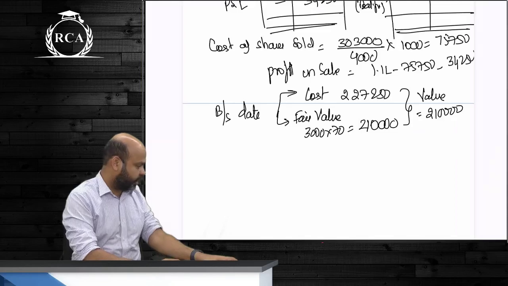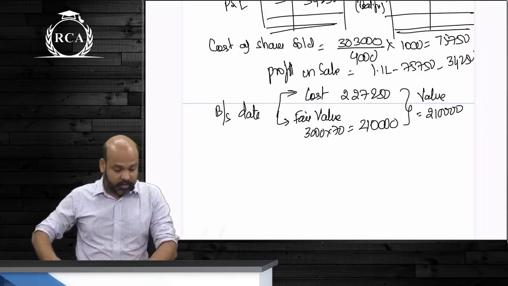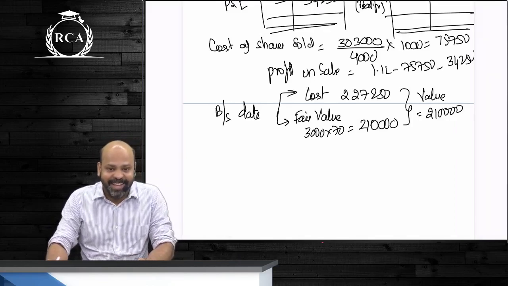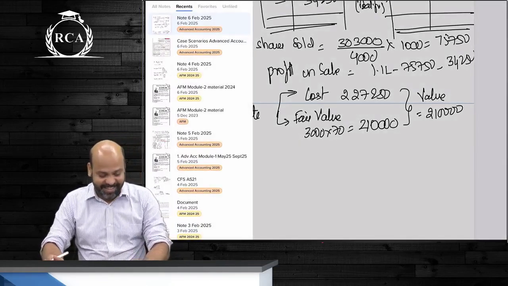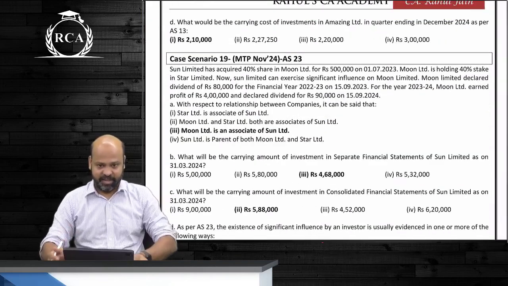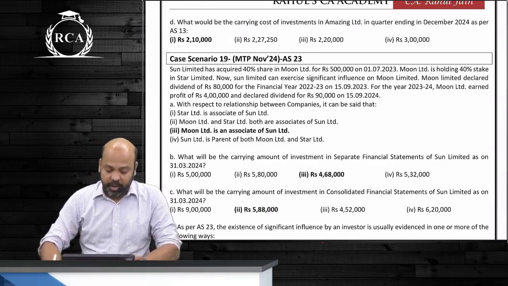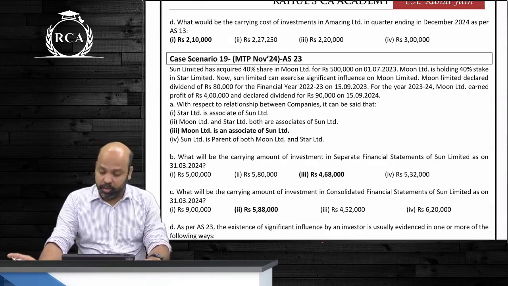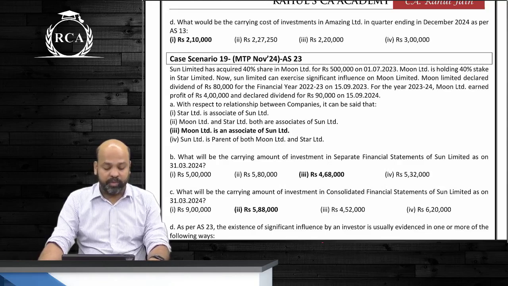Alright, guys, let's continue. So, I asked you to solve 19, 20, 21 before the break, but are we all done with it? No. Question number 19, guys. Sun has acquired 40% in Moon for rupees 5 lakhs on 1st of July 2023. Moon is holding 40% in Star.